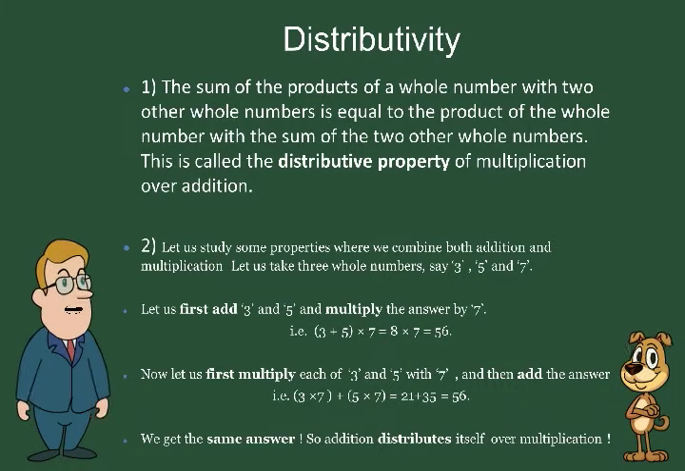Let us study some properties where we combine both addition and multiplication. Let us take three whole numbers, say 3, 5, and 7. Let us first add 3 and 5 and multiply the answer by 7, i.e. 3 plus 5 into 7 equals 8 into 7 equals 56. Now let us first multiply each of 3 and 5 with 7 and then add the answers, i.e., 3 into 7 plus 5 into 7 equals 21 plus 35 equals 56. We get the same answer. So multiplication distributes itself over addition.